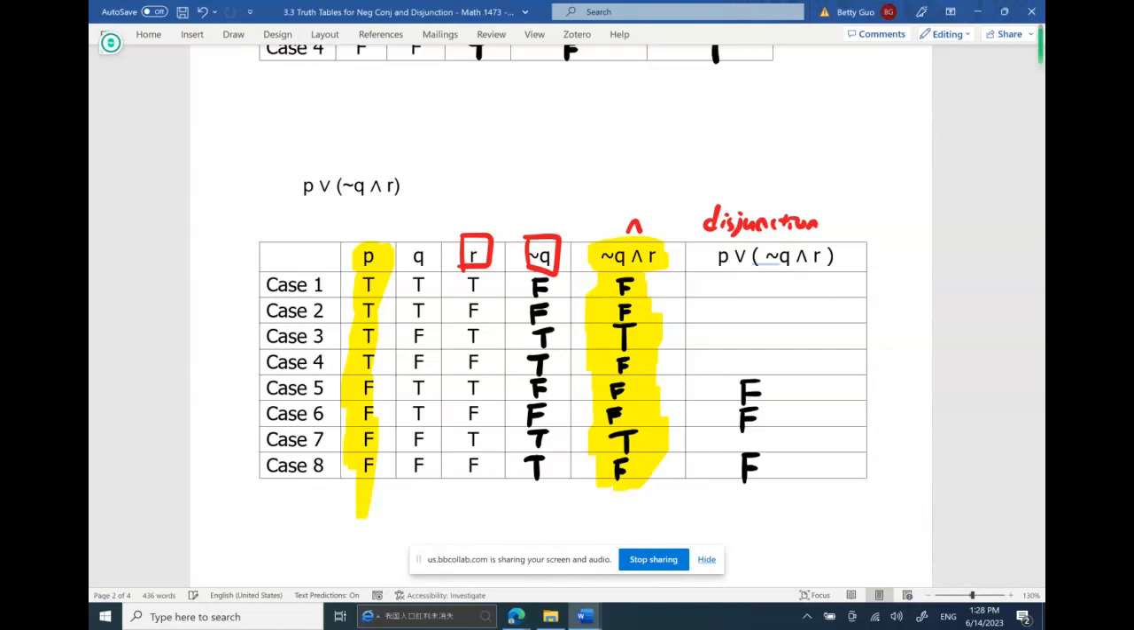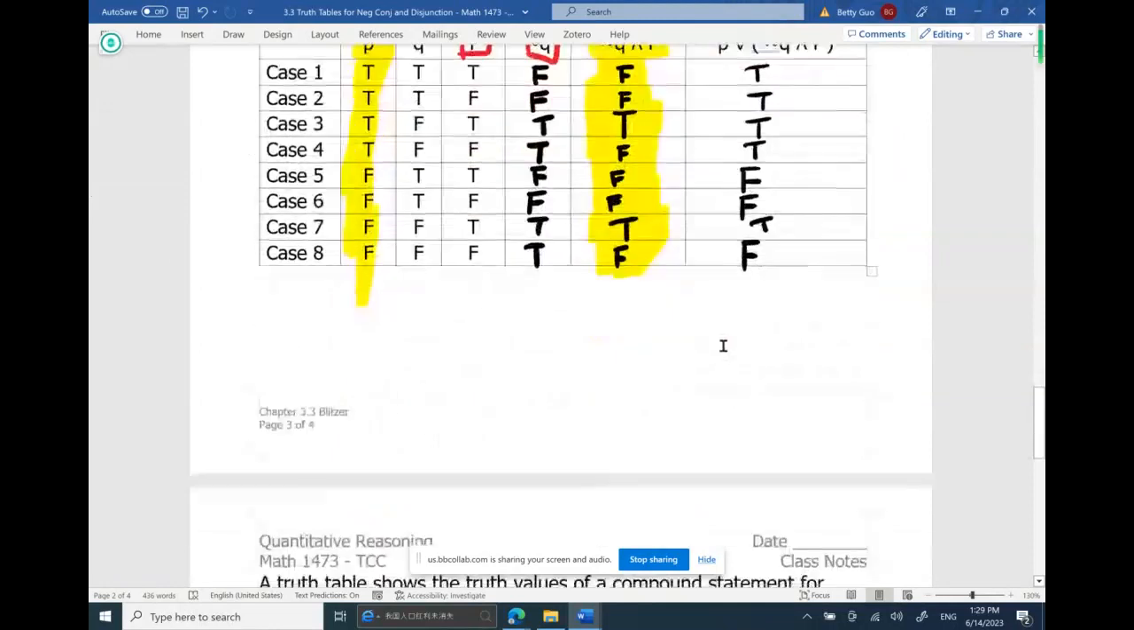So case 1, they are not both false. Case 2, they are not both false. Case 3, they are not both false. Case 4, they are not both false. Case 5, they are both false, so the disjunction is false. Case 6, they are both false, so the disjunction is false. Case 7, they are not both false, so it's true. Case 8, they are both false, so it's false. And that's the truth table for this compound statement. It contains 3 simple statements.